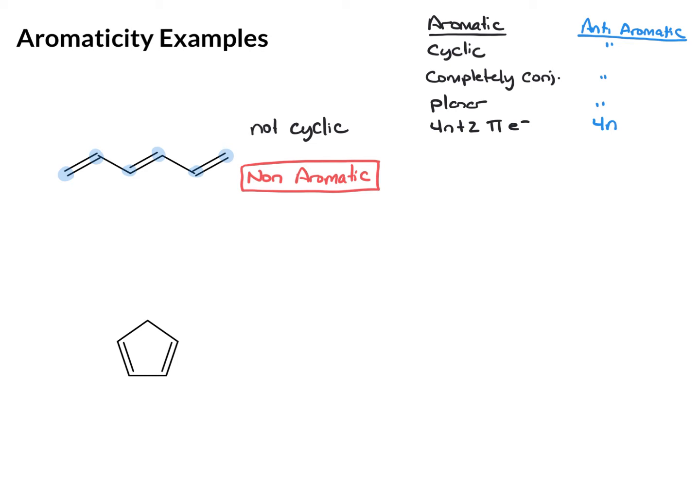Go through our criteria. First, is it cyclic? Yes. Is it completely conjugated? Let's put a p orbital everywhere we have a double bond. Here, here, here, and here. The ring is not completely conjugated. Right here is a break in conjugation. So for that reason, it's non-aromatic.